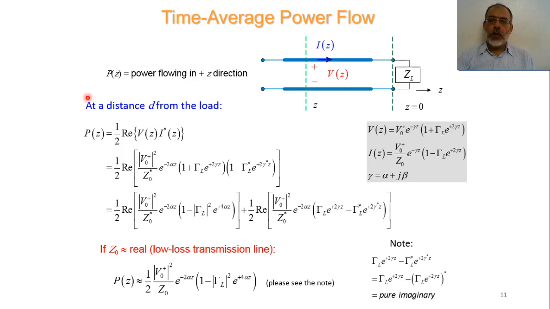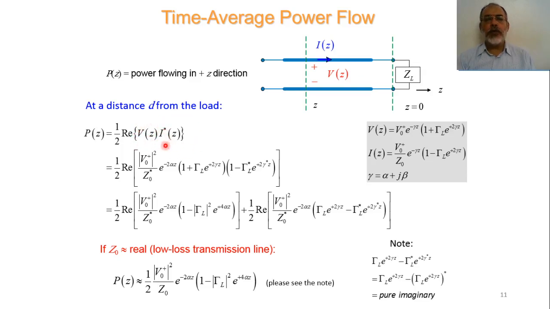The question now: what about the power? Effectively, the power in terms of the voltage and current is determined as half the real value of V multiplied by the conjugate of the current.